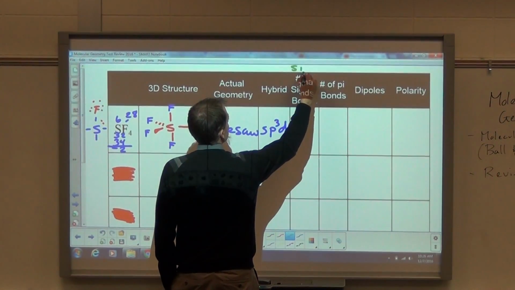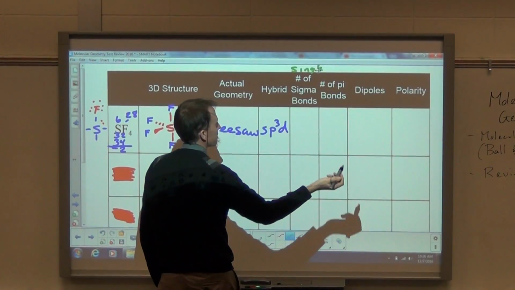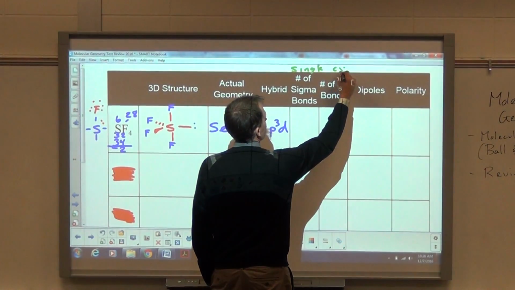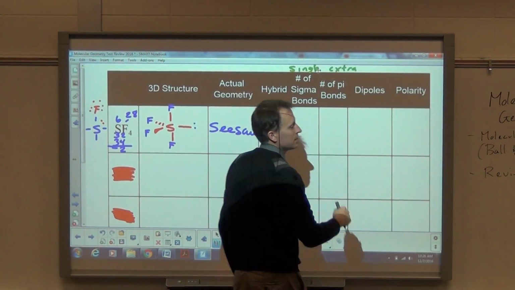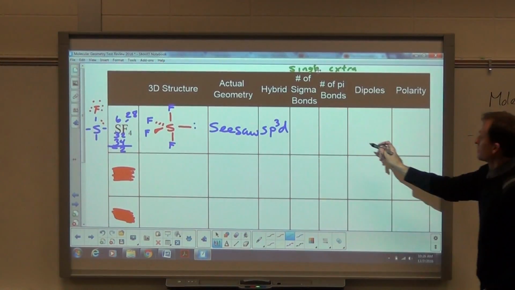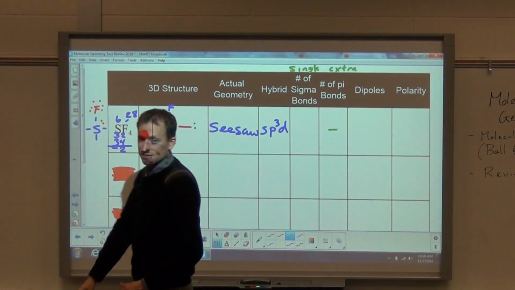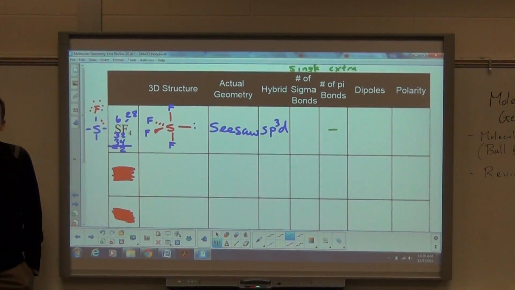Sigma is single. I can never write that. Pi is extra. So I don't see any extra bonds at all. So automatically, that's done. Those are 0. You can write a 0 or a dash, it doesn't really matter. Sigma bonds are only 2 bonds, though.